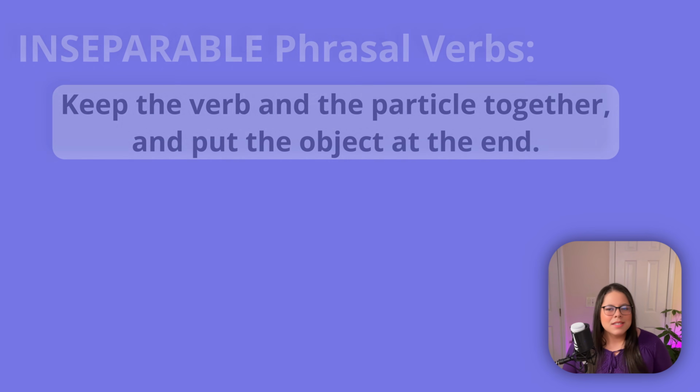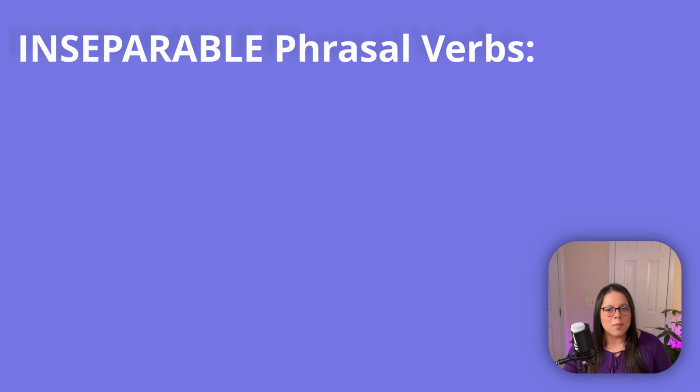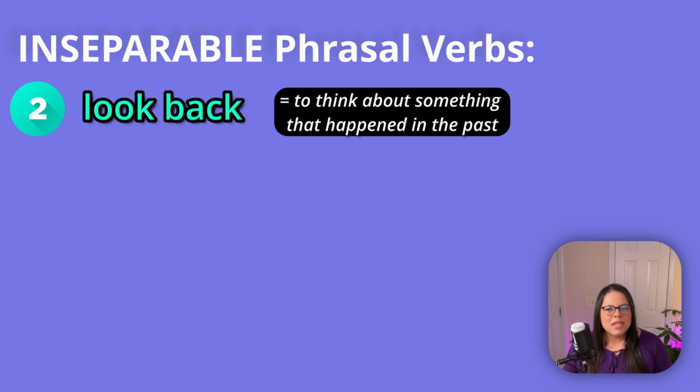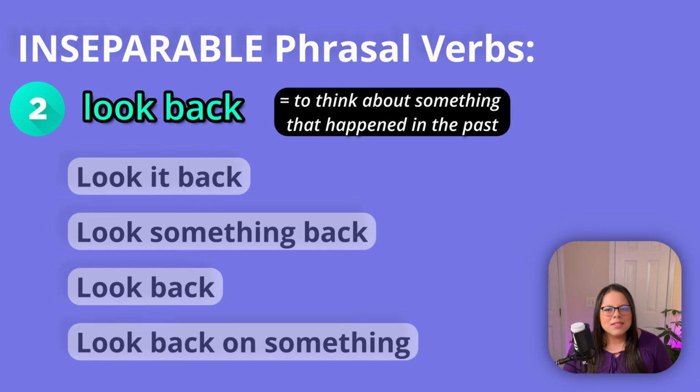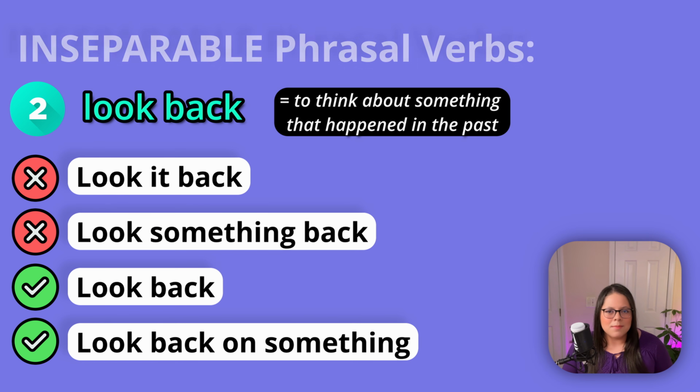However, with inseparable phrasal verbs, you have to keep the verb and the particle next to each other. And if an object is required, it must go at the end. An example of an inseparable phrasal verb is look back, which means to think about something that happened in the past. It's not possible to say, look it back or look something back. You can only look back. If you want to add an object, you can look back on something.